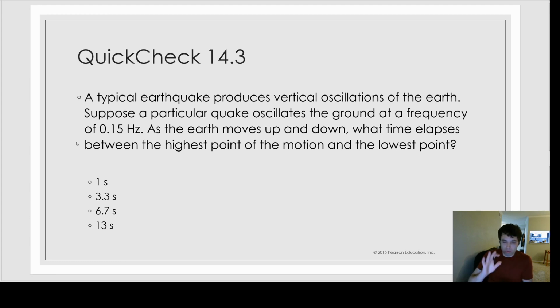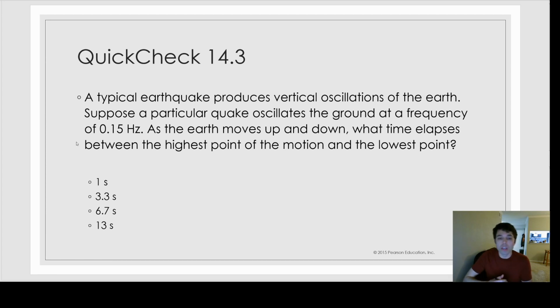Again, read the question, pause the video before I give the answer, check your work. A typical earthquake produces vertical oscillations of the earth. Suppose a particular quake oscillates the ground at a frequency of 0.15 hertz. As the earth moves up and down, what time elapses between the highest point of motion and the lowest point of motion? All right, so pause, do your work, check it.